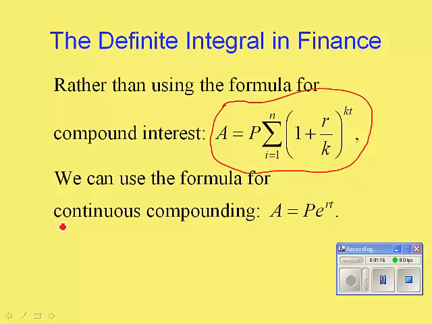What we can do instead is we can use this very simple formula, A equals Pe^(rt). So what's this say? This is the amount, say, in an account. What's P? Principal. That's the amount you start with in the account, let's say.